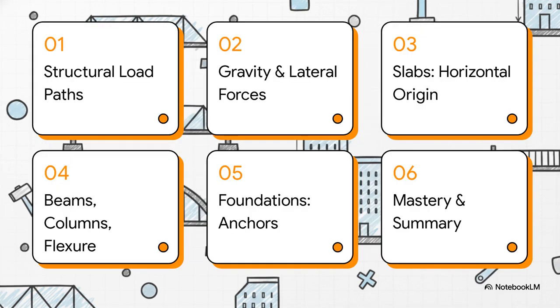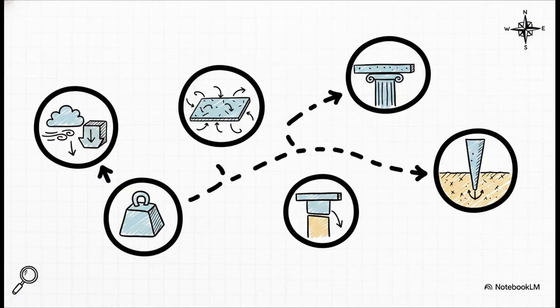Here is our agenda. 1. Understanding structural load paths. 2. Gravity and lateral forces. 3. Slabs, the horizontal origin. 4. Beams, columns, and flexure. 5. Foundations, the earthly anchors. And 6. Mastery, summary, and references. And our learning objectives are pretty straightforward today.